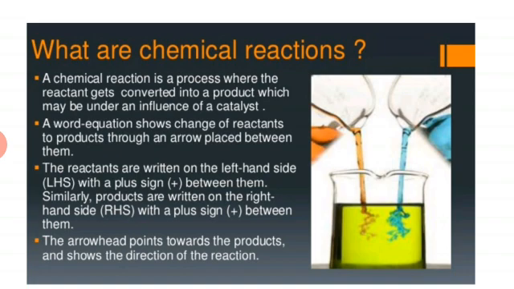A chemical reaction is a process in which the reactant gets converted into a product. It can be under the influence of a catalyst. We represent a chemical reaction either by a word equation or by a formula equation. A chemical equation is just a symbolic representation of a chemical reaction.